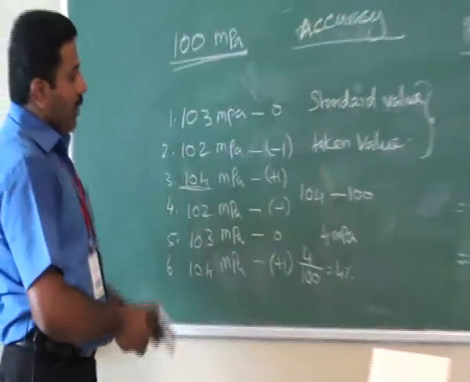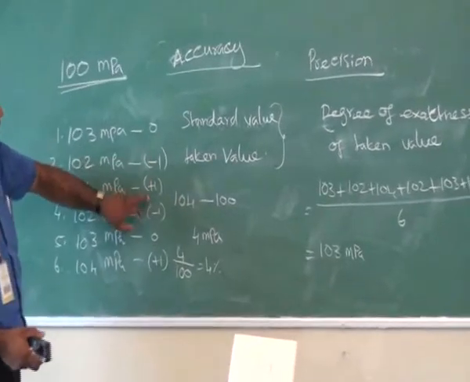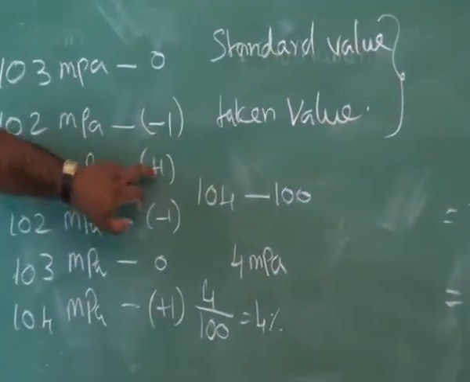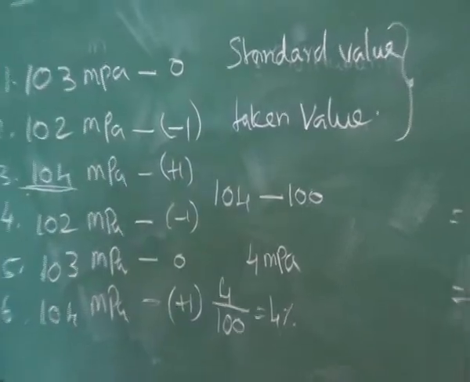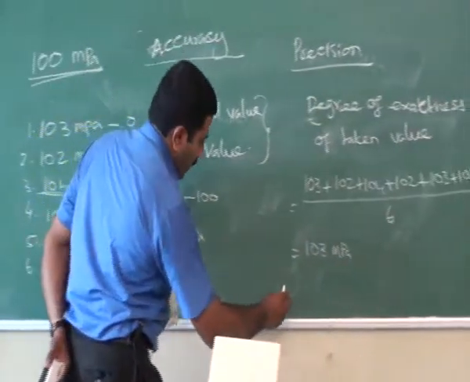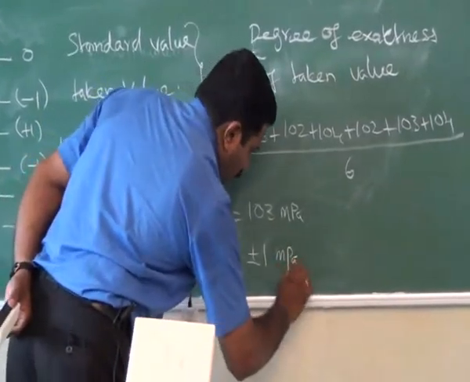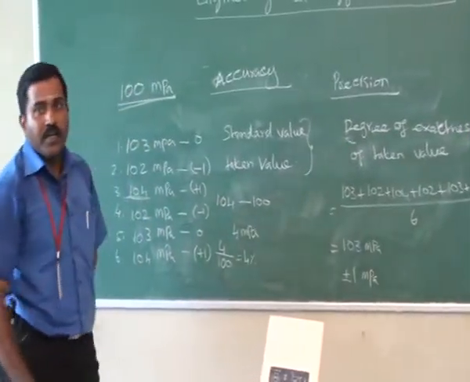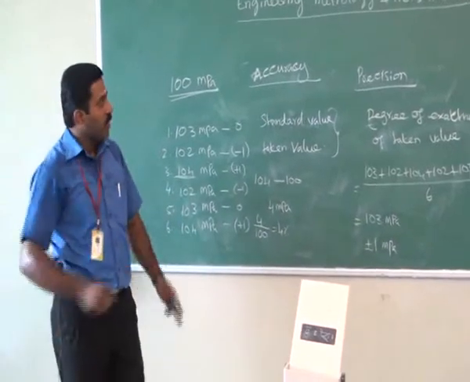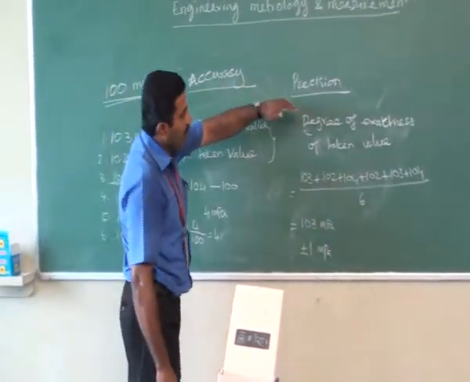So the maximum is plus 1 and the minimum is minus 1. So the precision of an instrument is plus or minus 1 megapascal. That is the precision of an instrument. Okay, are you clear? So this is the accuracy and precision.